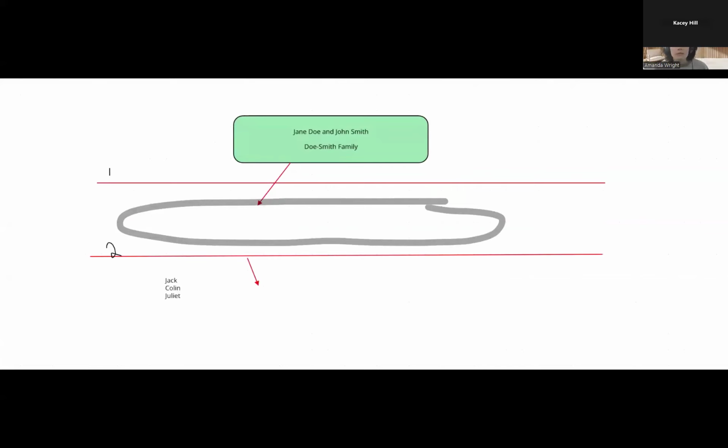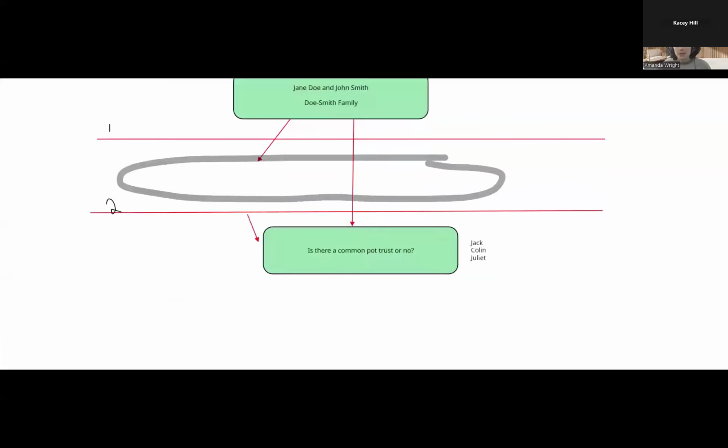So we talked about the first option: is there a common pot trust or no? A trust where all of the assets that, again, are in the residuary drop down and are held in one trust for the benefit of Jack, Colin, and Juliet until the youngest, we'll say that's Juliet, turns a certain age, okay? And then if there is a common pot, there are several options of how Jack, Colin, and Juliet could inherit. But there doesn't have to be.